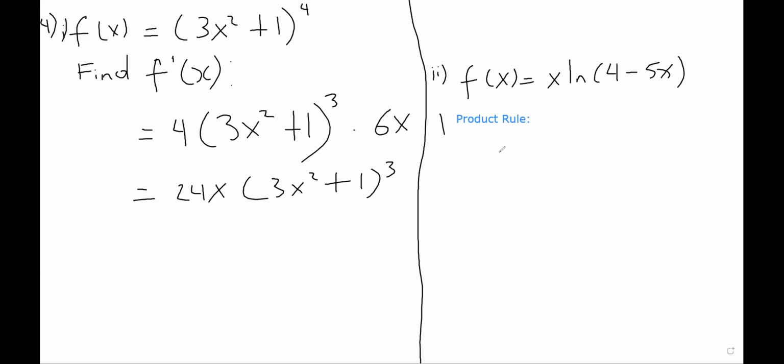Is equal to v, which is the second function, multiplied by the derivative of the first function, plus the first function multiplied by the derivative of the second function.